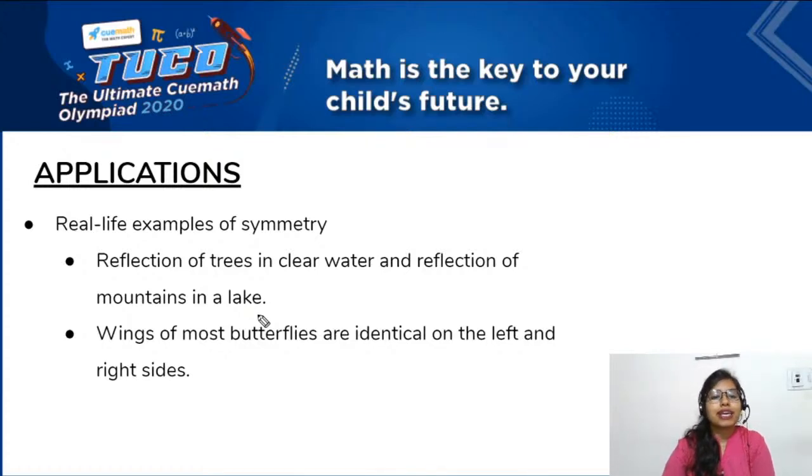Coming to the second one, wings of most butterflies are identical on the left and right sides. We all know that. All of us must have definitely seen butterflies, right? And we know that there is a bisection, which is basically the butterfly's body, which is bisecting its wings. When I say bisection, it's equally dividing the two wings into equal regions and equal shapes. That's why I say that a butterfly is symmetrical in nature.